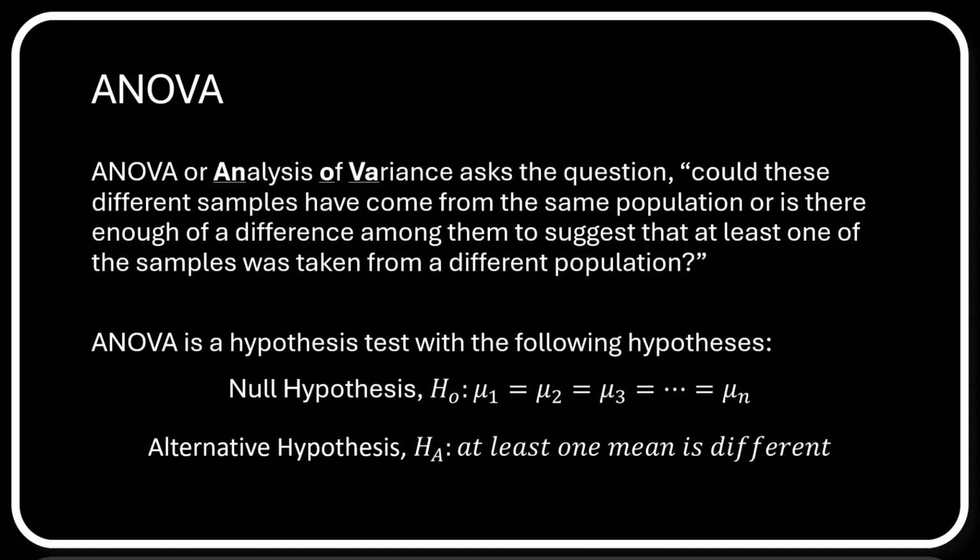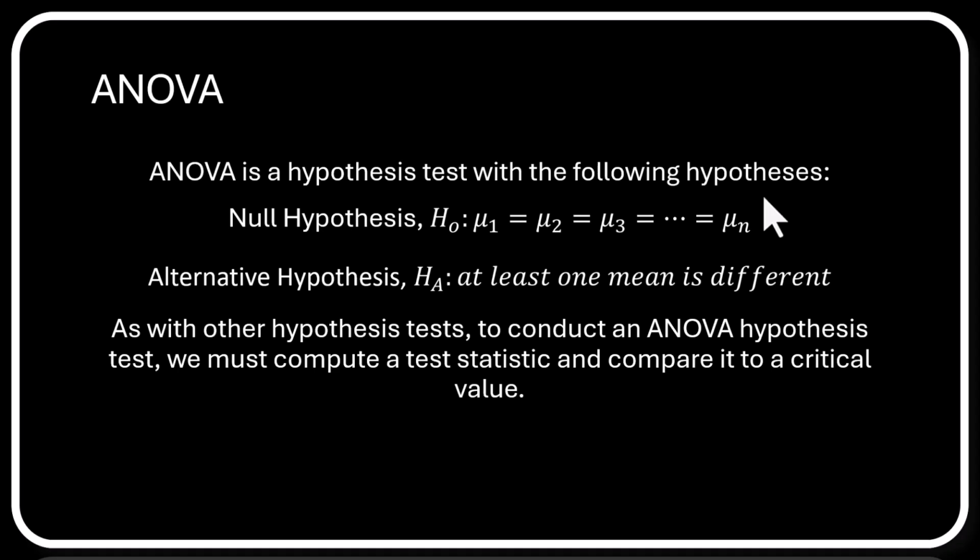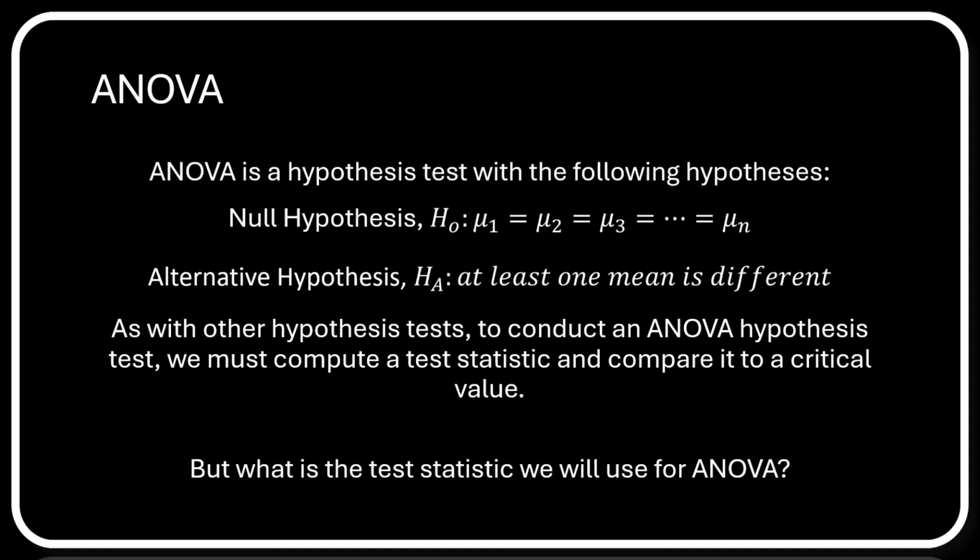Recall, as we discussed in the previous video, this test does not tell us which mean or means differ from the others, and it does not tell us how they differ. As with other hypothesis tests, to conduct an ANOVA hypothesis test, we must compute a test statistic and compare it to a critical value. But what is the test statistic we use for ANOVA?